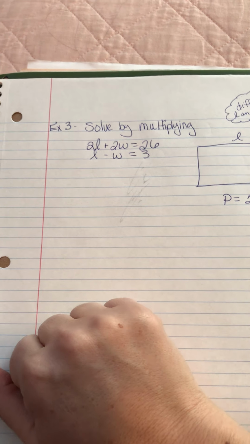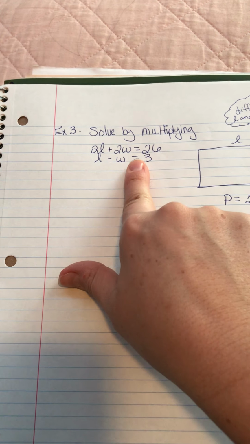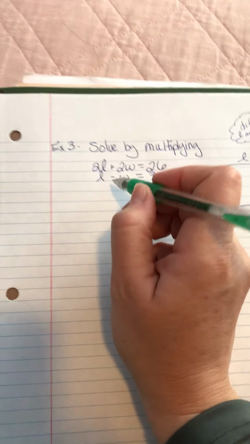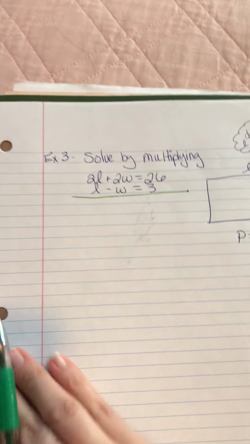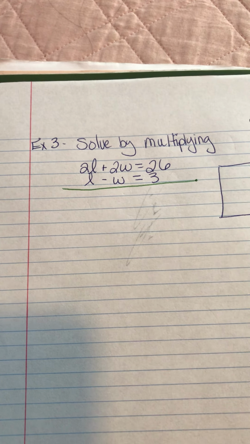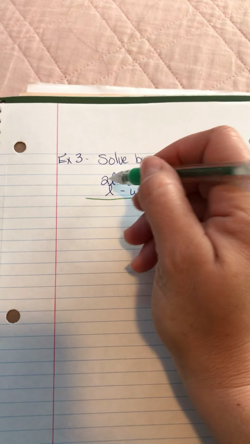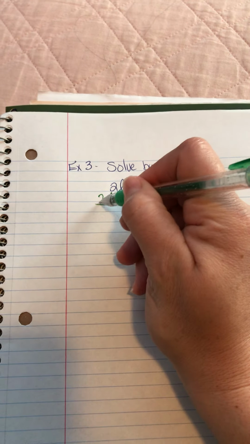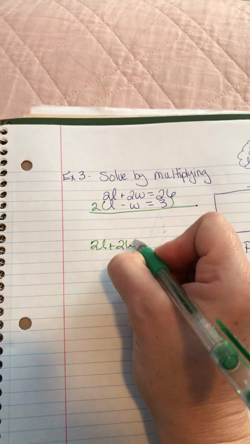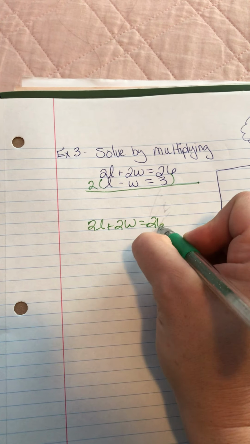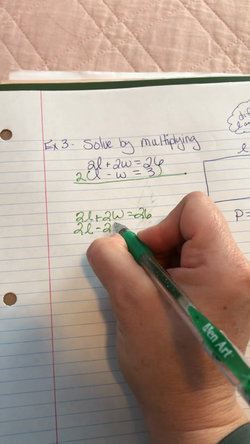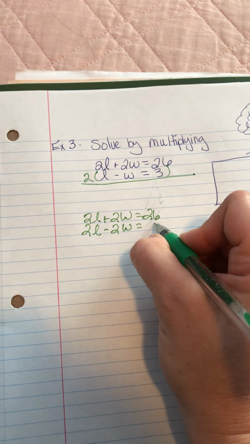All right, we can find the length and the width with these two equations, with the amount of information that they gave us. But we can't just multiply by a negative in order to make that happen. Okay? I would need to multiply this whole bottom piece here by 2. So let's bring our 2L plus 2W equaling 26 all the way down, and then multiply this 2 in. So I have 2L minus 2W equaling 6.